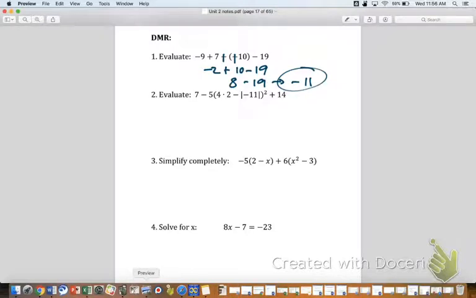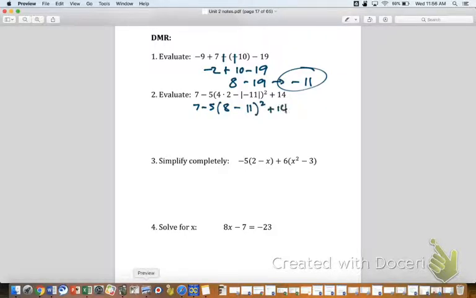Okay then. Number 2 is not as simple as number 1. There's obviously a lot of operations going on there, so we can't read from left to right. We've got to read according to PEMDAS. So we're going to do the work in the parentheses first. I've got 7 minus 5, and then inside there, 4 times 2 is 8, minus the absolute value of negative 11, which is 11. And we're still squaring that.